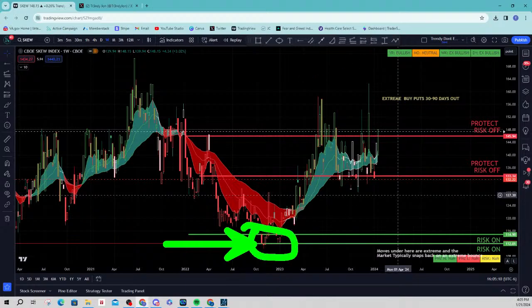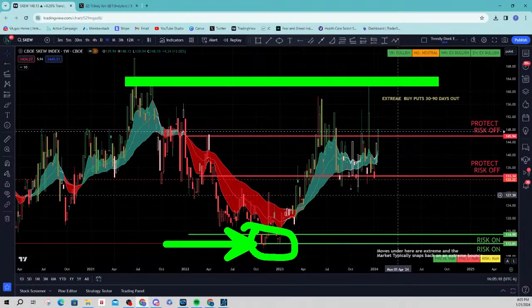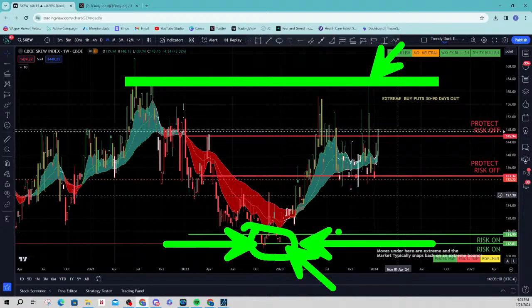Now these are typical levels right here and right here where you want to buy the extreme. So up here, I'd be buying puts to the downside 30 to 90 days out. And here I'd be buying calls 30 to 90 days out.